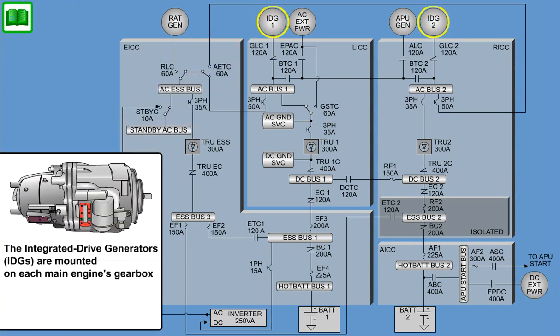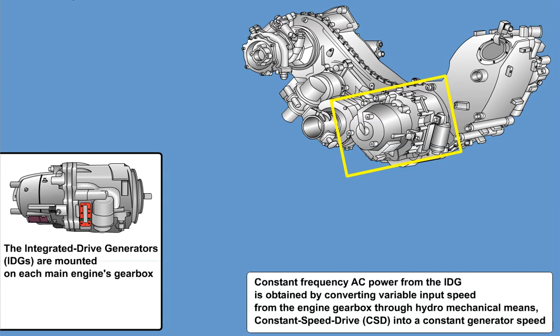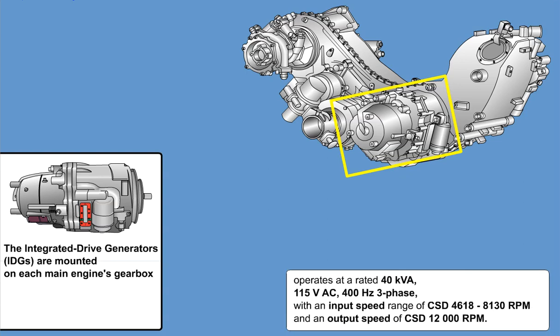The integrated drive generators, IDGs, are mounted on each main engine's gearbox. Constant frequency AC power from the IDG is obtained by converting variable input speed from the engine gearbox through hydromechanical means, constant speed drive, CSD, into a constant generator speed. The IDG operates at a rated 40 kilovolt amp, 115 volt AC, 400 Hz three-phase, with an input speed range of CSD 4618 to 8130 RPM and an output speed of CSD 12,000 RPM.